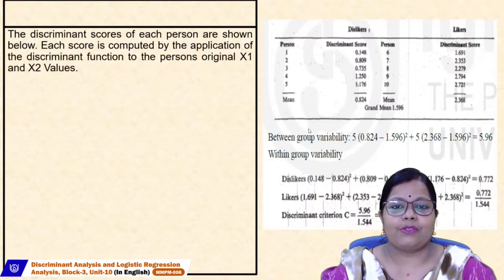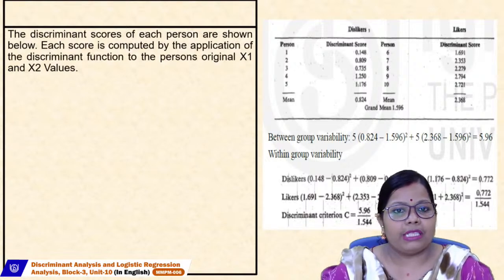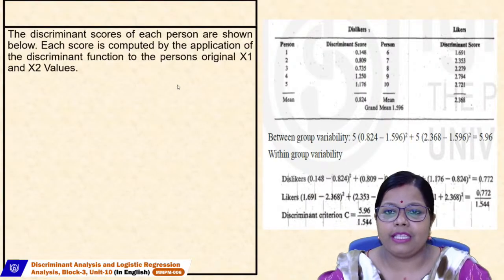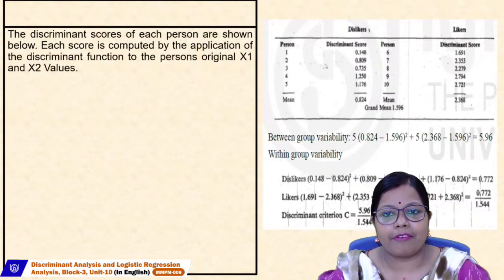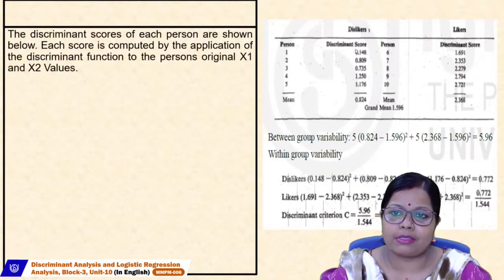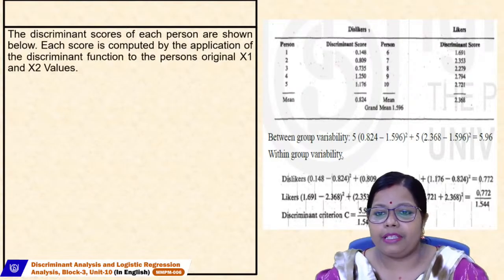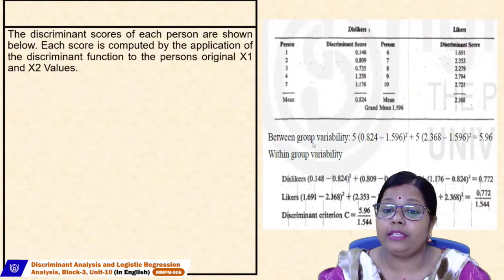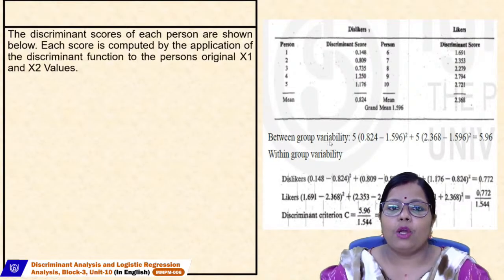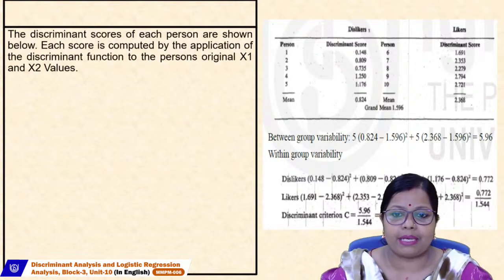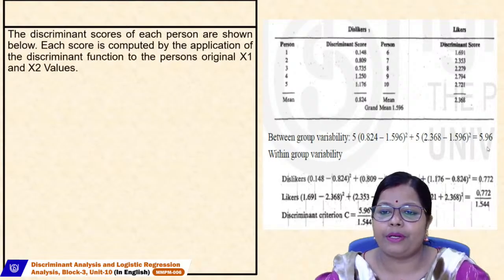Then, as we discussed, we are looking for two things: within-group variation and between-group variation. So here, with the help of these disliker and liker values, we have calculated for 5 persons the discriminant score and the number of persons for them, and we calculated the between-group variability. Meaning if there is any variability between these two groups which we want to maximize, we calculated that it is 5.96.